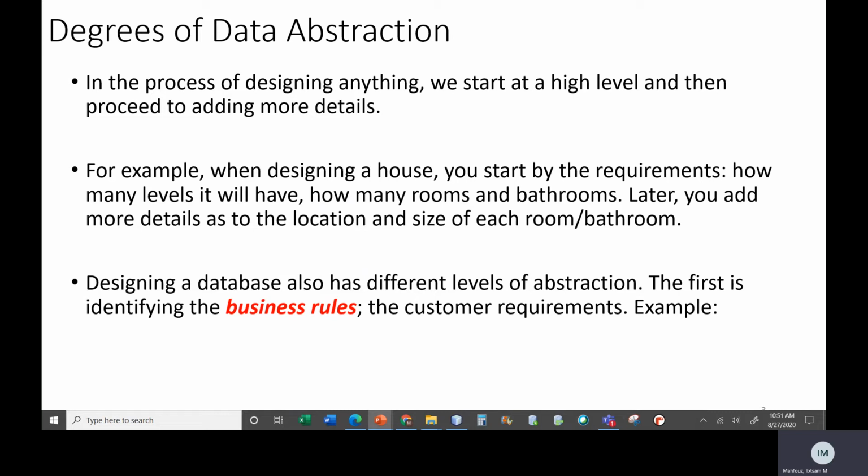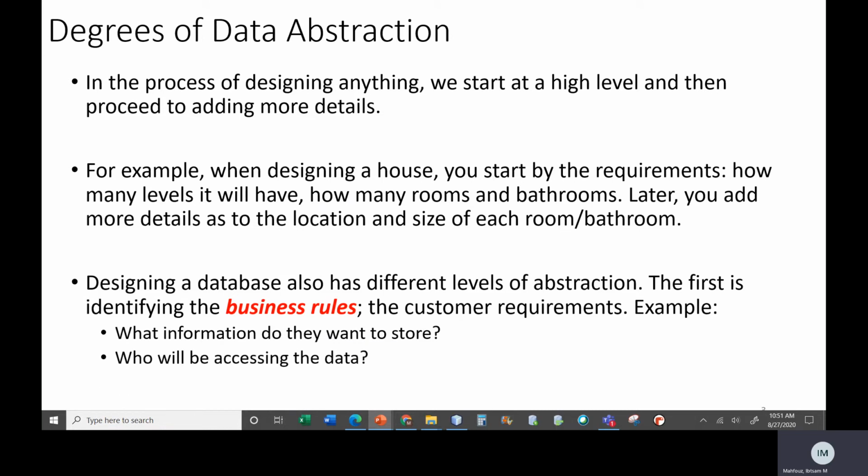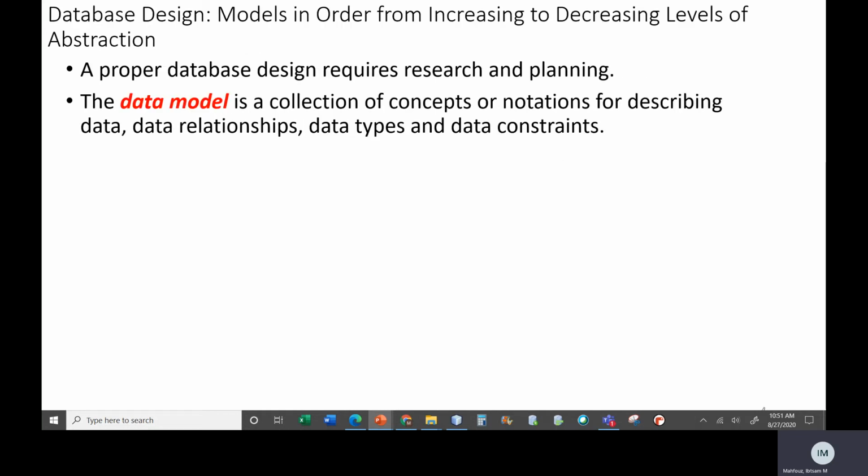So the first part of designing a database is knowing your business rules, talking to many customers, many people, and knowing the exact requirements. What is it that they want to store? Who's going to be accessing the data? What kind of reports do they want to be able to generate?